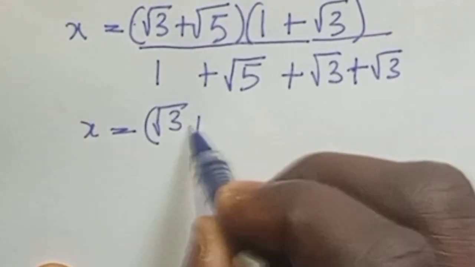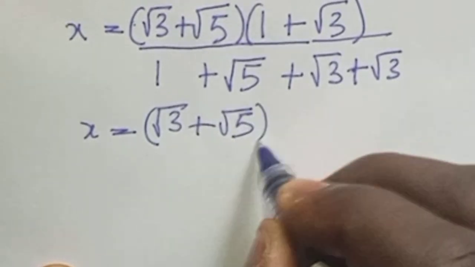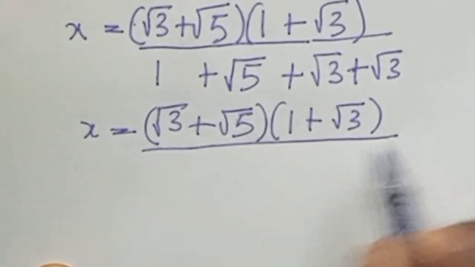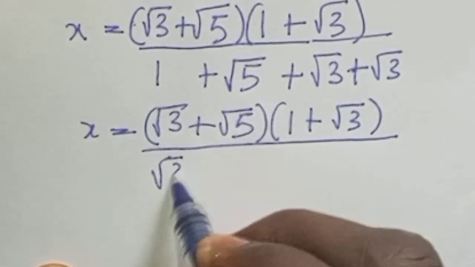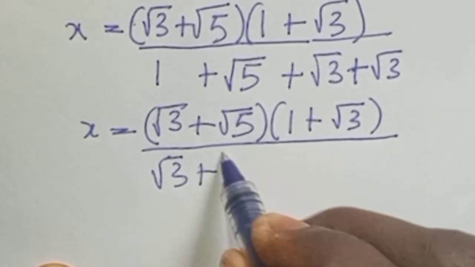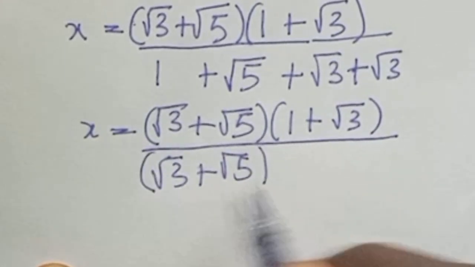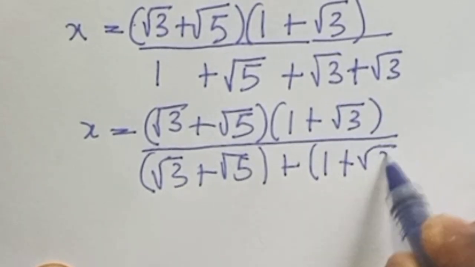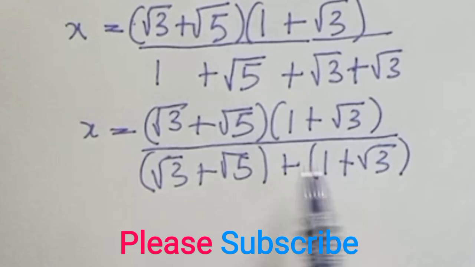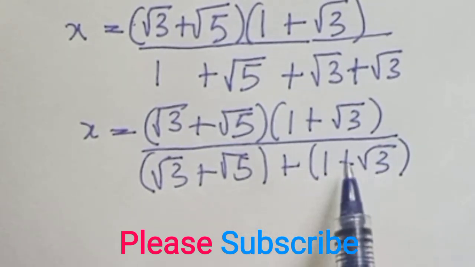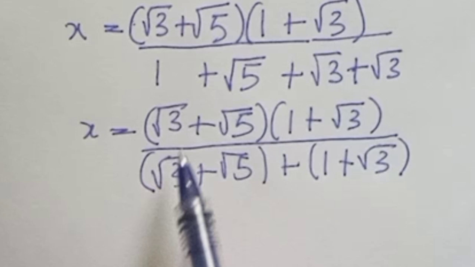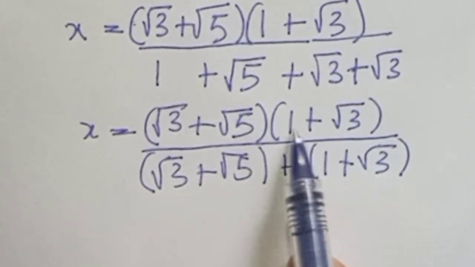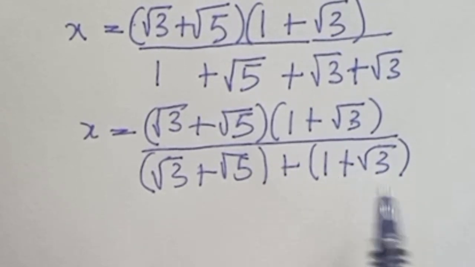square root of 3 plus square root of 5 into 1 plus square root of 3, and the denominator will be bracket square root of 3 plus square root of 5 plus the bracket 1 plus square root of 3, close the bracket. So also we have been able to rearrange the denominator to have the factors that we have at the numerator. That is to say, square root of 3 plus square root of 5 is here, and 1 plus square root of 3, 1 plus square root of 3. The addition is still possible, and we are very fine.